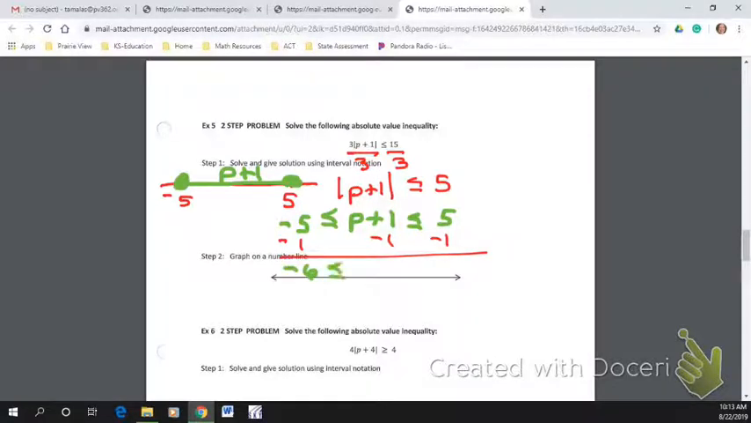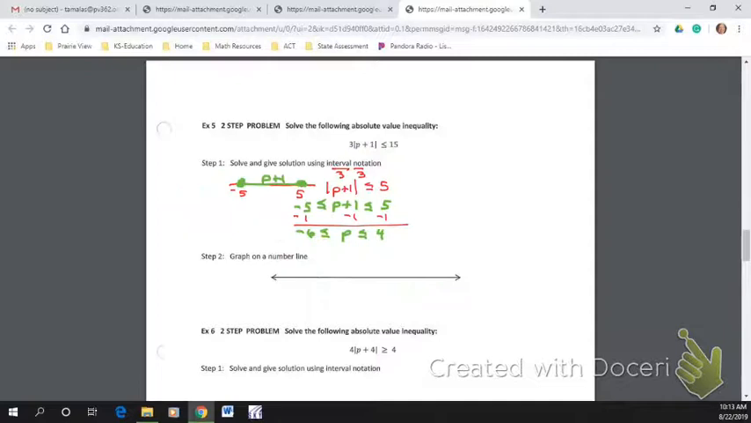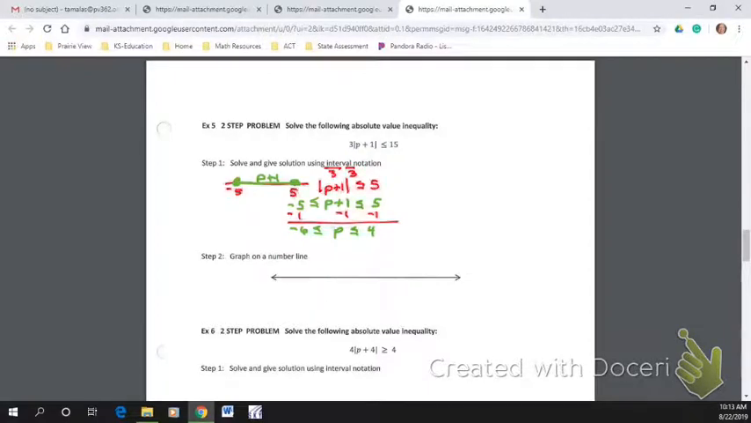-6 is less than or equal to P, which is less than or equal to what, 4? All right, so P is any number between what? -6 and 4. Okay, so I need to write that as a graph and also in interval notation. Interval notation, anything from -6 to 4, including them both, is going to look like this.